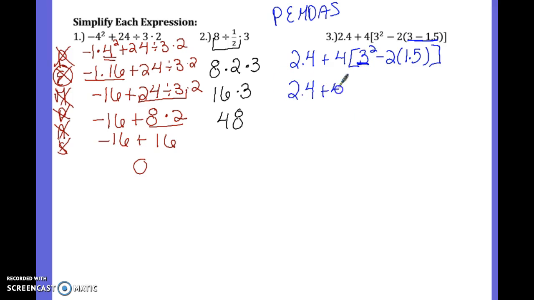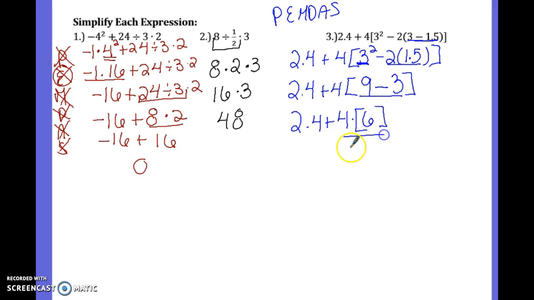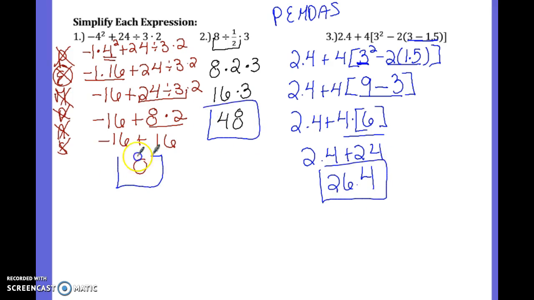2.4 plus 4 times the quantity of 9 minus, well, 2 times 1.5 is 3. Still working in those parentheses. 9 minus 3 is 6. So you get 2.4 plus 4 times, because it's next to a grouping, you know it's multiplication, 6. Now we can do our multiplication. 4 times 6 is 24. 2.4 plus 24 is 26.4. And there you have your 3 answers for 1, 2, and 3.